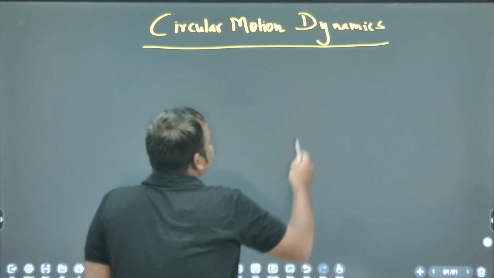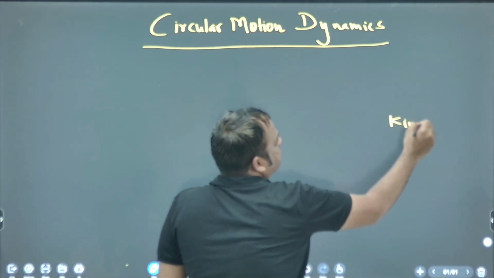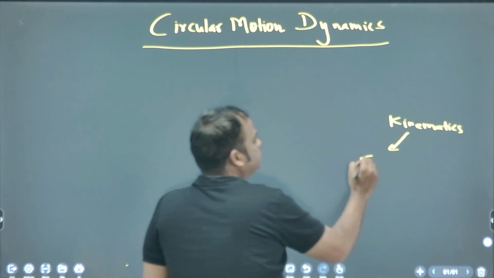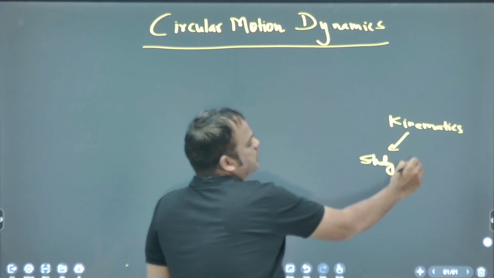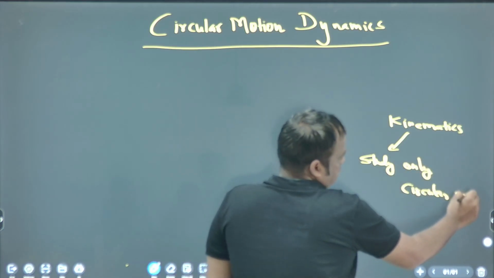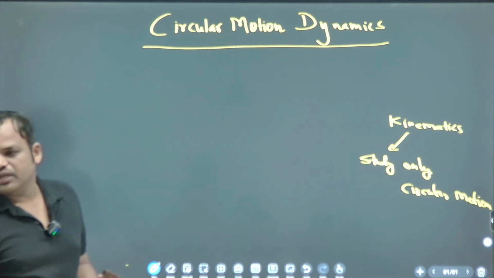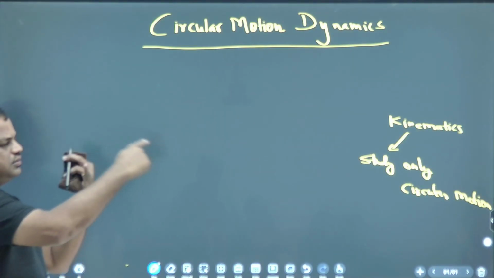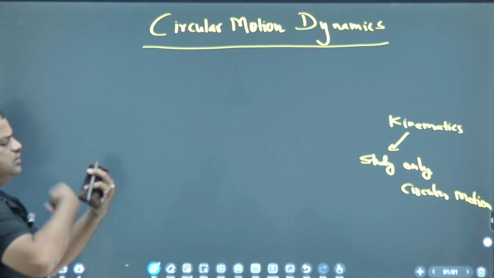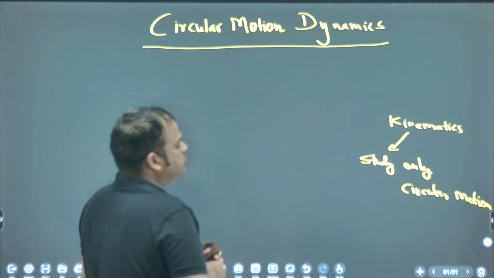Kinematics. Kinematics means we study only circular motion. Like a particle is there, it is performing a circle. Okay, it can be clockwise, anti-clockwise. Correct.